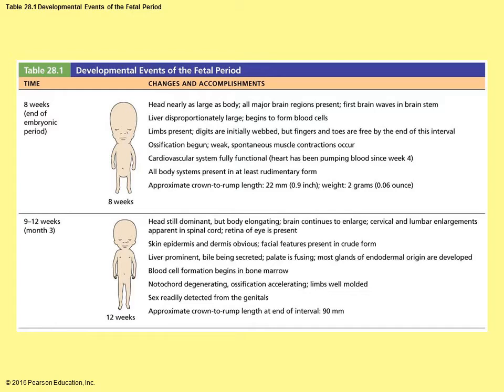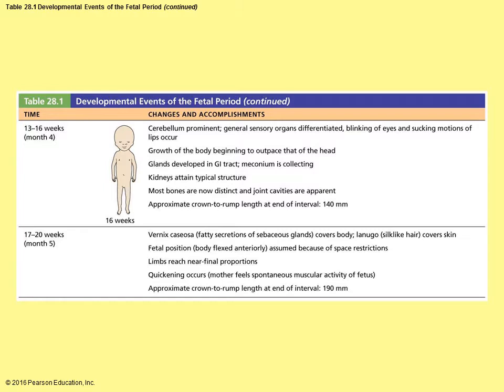In month 3, the head is still large, but the rest of the body is starting to elongate, so proportionally it is starting to catch up, if you will. The brain's continuing to enlarge. The retina, the eye is present. Facial features in very crude form are present. You can determine the sex. Week 4, the sensory organs are differentiated. You see blinking of the eyes, sucking motion.